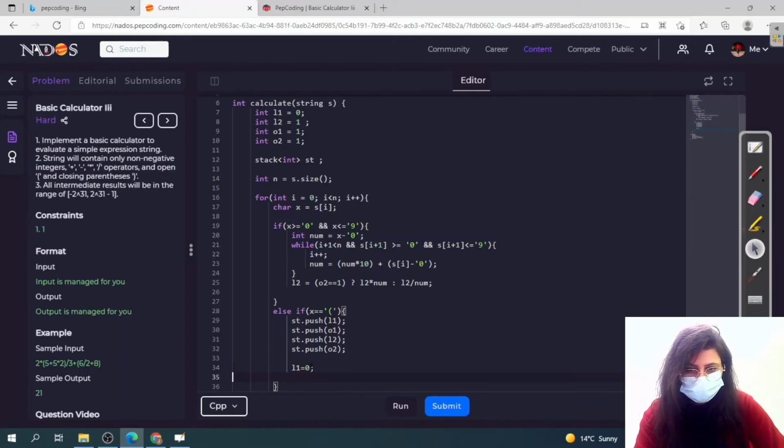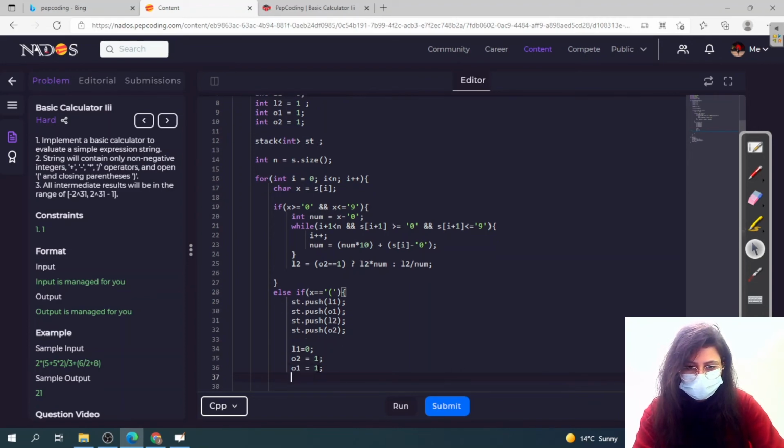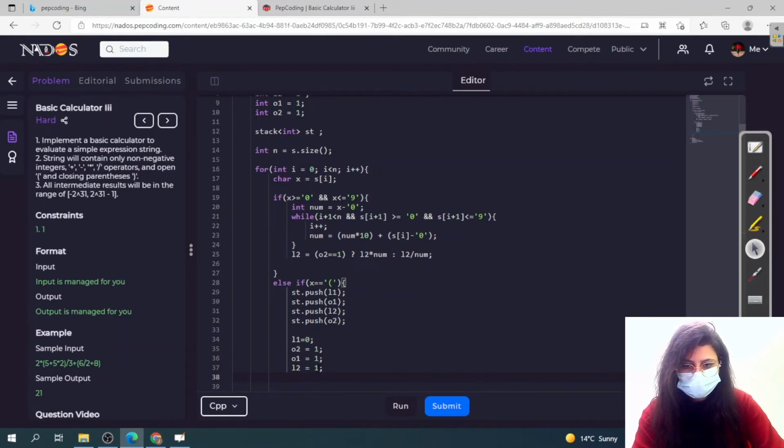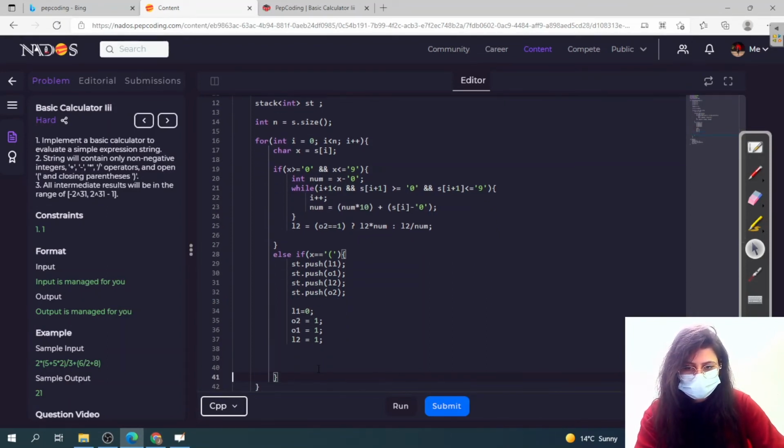And then O2 would be 1. Then O1 will be 1 and then L2 will be 1. Resetting the values again. Okay.